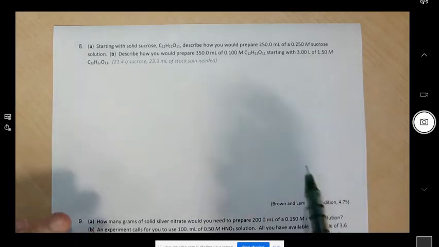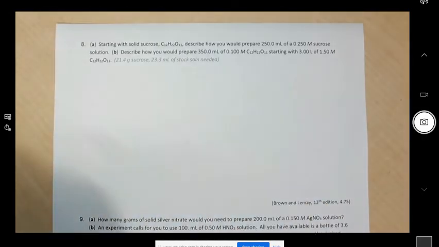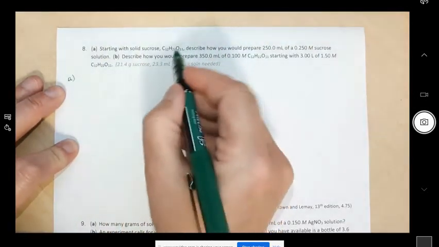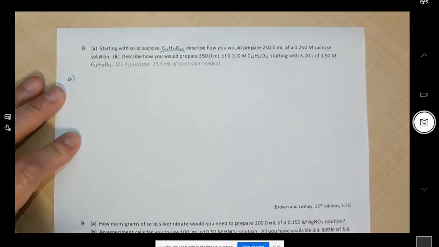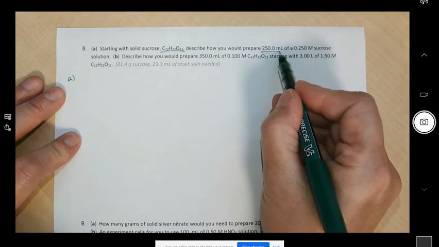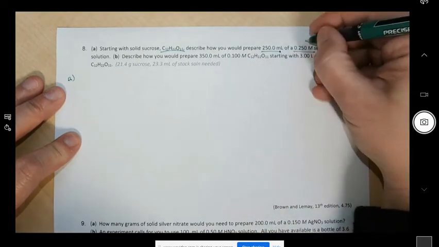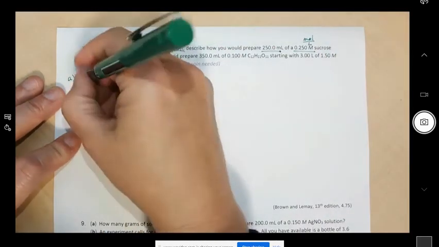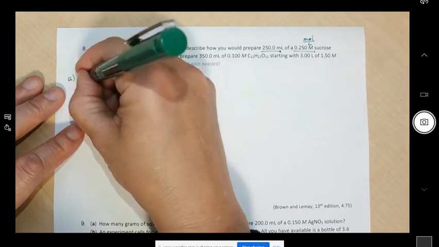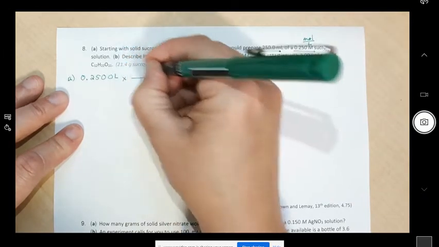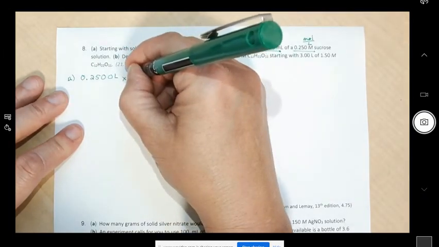All right, so for this one, for A, we need to figure out what mass we need to measure out. So I know that I have 250 milliliters that I need to make, and here's my concentration. Remember that this is moles per liter for concentration. So I'm going to take my 0.2500 liters of solution I'm trying to make, and then convert to moles and convert to grams.